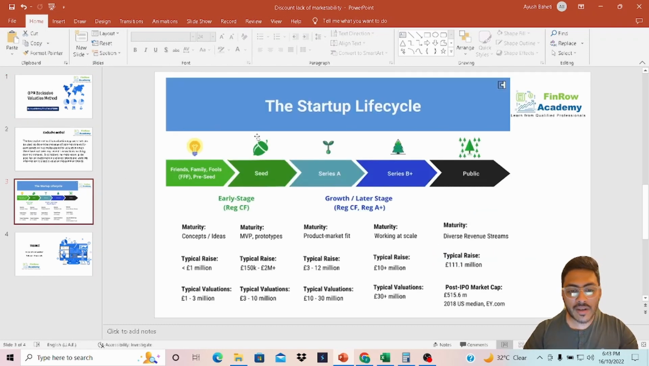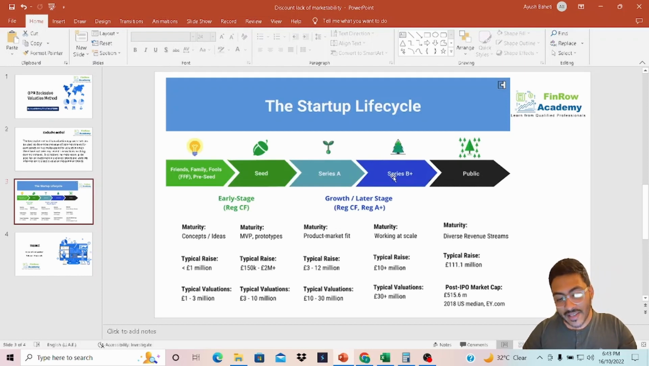I'll take you through the typical startup life cycle. We start from the pre-seed stage, where you put your own money, which is also called bootstrapping. You borrow from family and friends. The maturity is that you are still at the concept and idea stage. Then you move to seed funding, where the maturity is that at least you have a product prototype. Then you go to Series A, where your product is market fit or market ready, ready to commercialize. Then Series B, Series C, Series D, Series E.